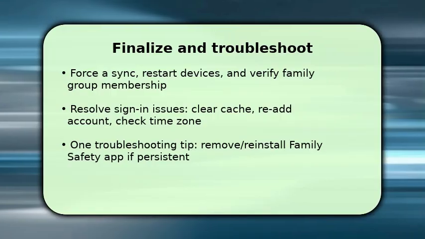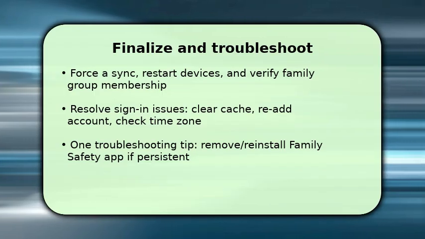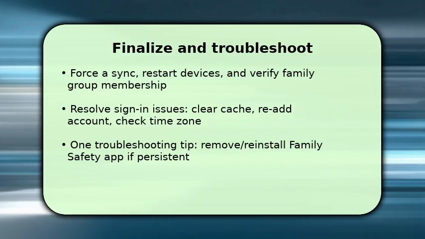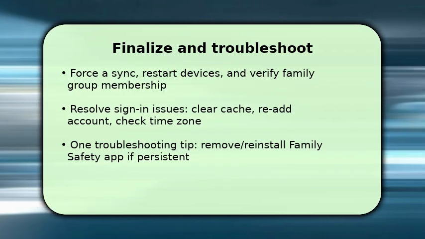Finally, you complete the process by forcing a sync and verifying settings on each device. Sign out and back into the Family Safety app, restart devices, and confirm the child appears in your Microsoft Family group. If a device won't accept rules, clear the app cache, confirm system time zones match, and re-add the account.